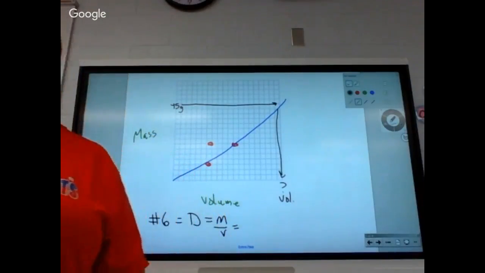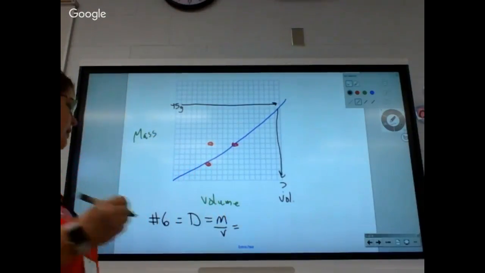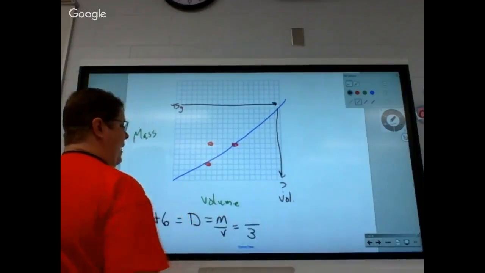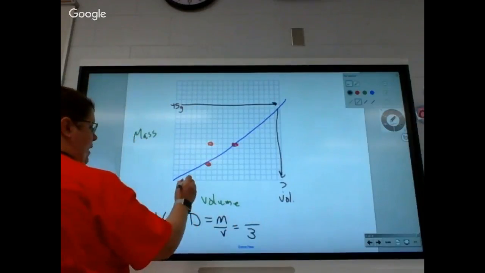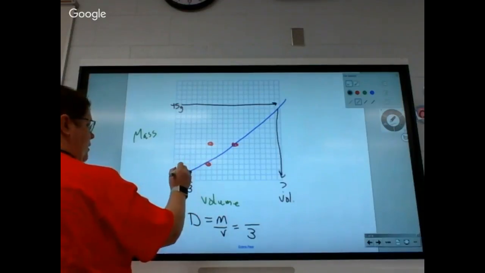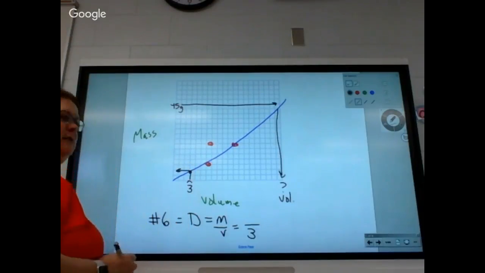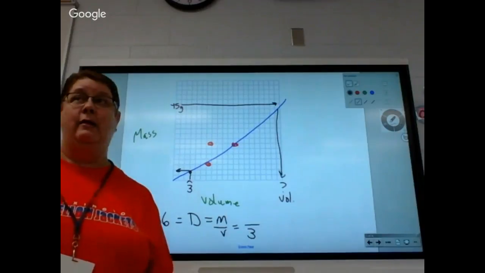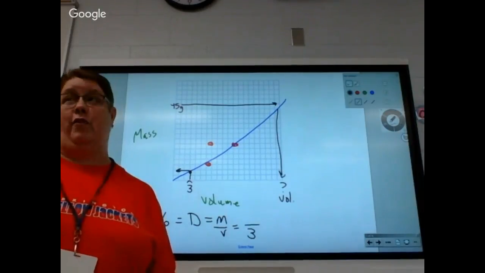Okay, question 6. 3. It's 3, right? But they don't tell me the mass. So I've got to find my volume of 3 here, read up to the line, and read over and find my mass. Depending on your line, your mass is going to be different.